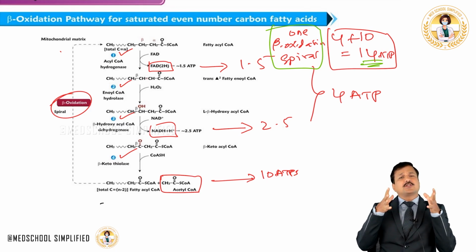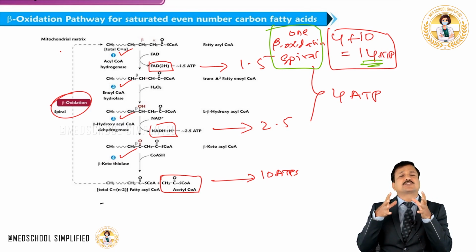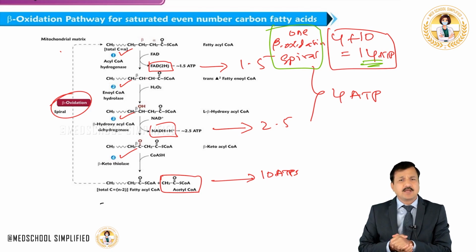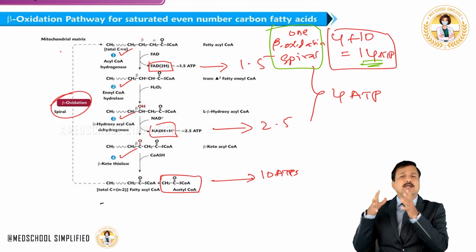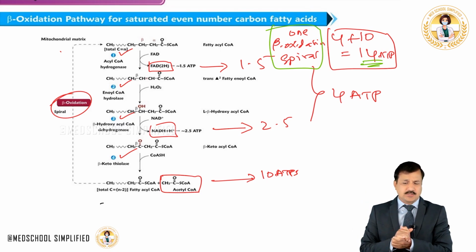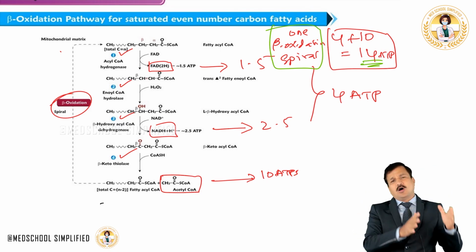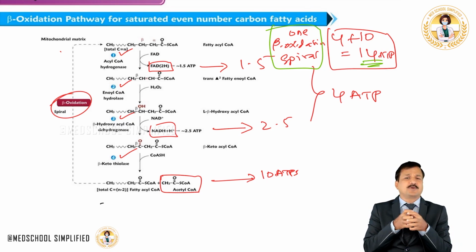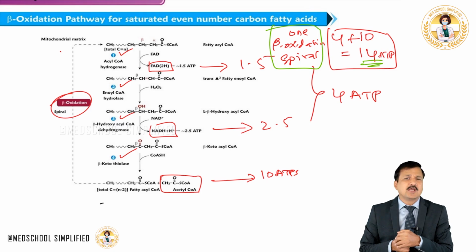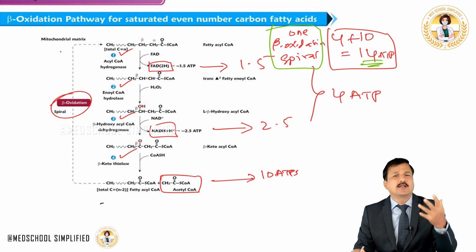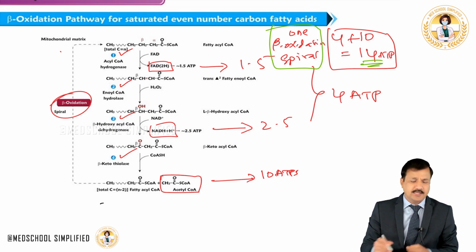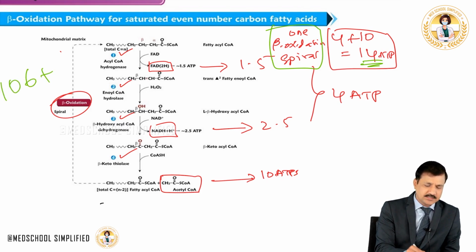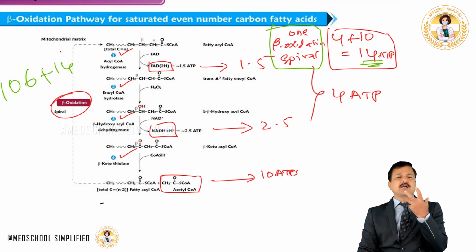Like here, if you know the net number of ATP for 16 carbon palmitic acid, and if I am asking for 18 carbon, what is the net number of ATPs that we get upon oxidation? You don't need to go all over and do the calculation. If you know the number for 16 carbon, which is actually 106, all you need to do to get the net number for 18 carbon is add 14, so 106 plus 14.